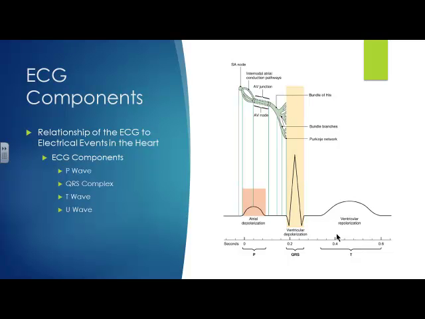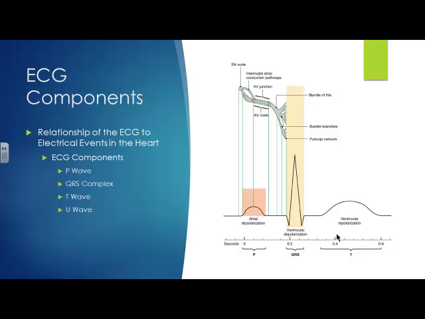All right? Your QRS. QRS is going to be a direct representation of what? Ventricular depolarization. And then of course you've got your T wave, which is going to be what? Ventricular repolarization. And then in the occurrence that you have a U wave, usually U waves occur when you have what? Hypothermia. Hypothermia is a common cause of a U wave. All right?